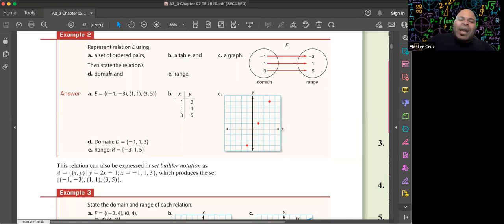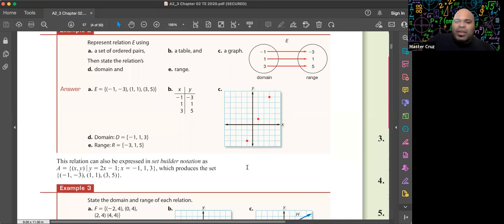Now, how about if I ask you to list the domain? Well, to list a domain, we use the letter D. And we say that D equals, we open a brace, and we list all the elements only once from least to greatest. So -1, comma, 1, comma, 3, and then close your brace. So the domain is all the possible x values. The range is all the possible y values. So you just use the same thing and you list them, and that's it. The relations are expressed in set builder notation, but we're going to stay away from that. We're going to represent it in notation like over here.